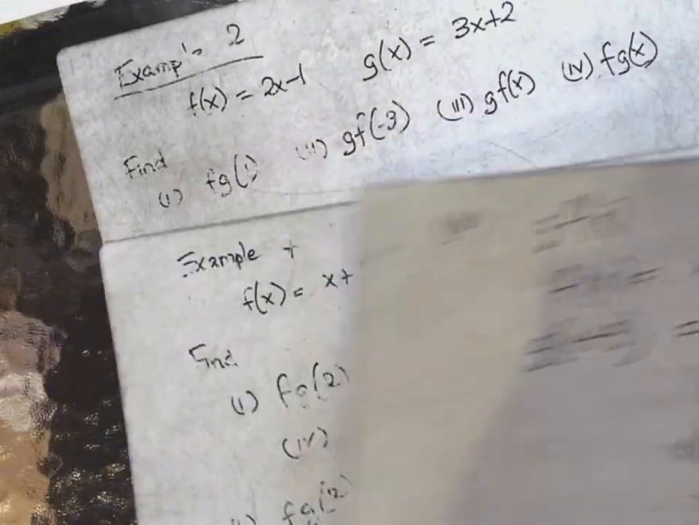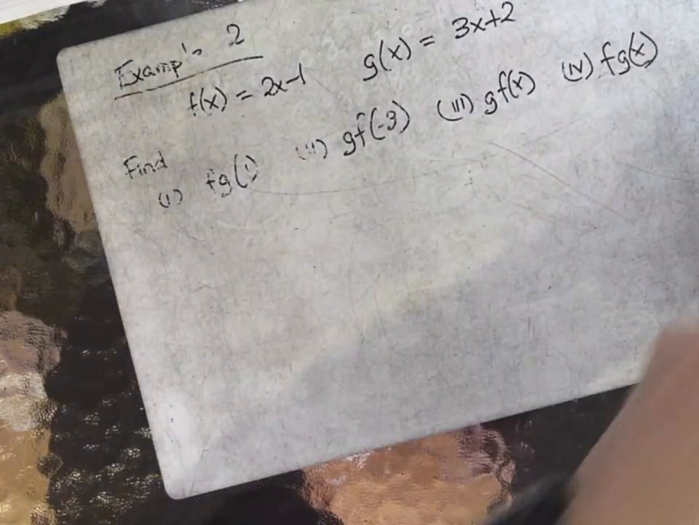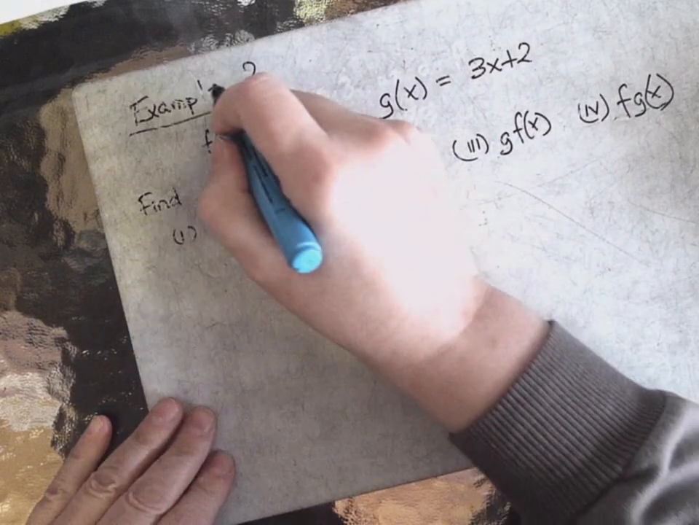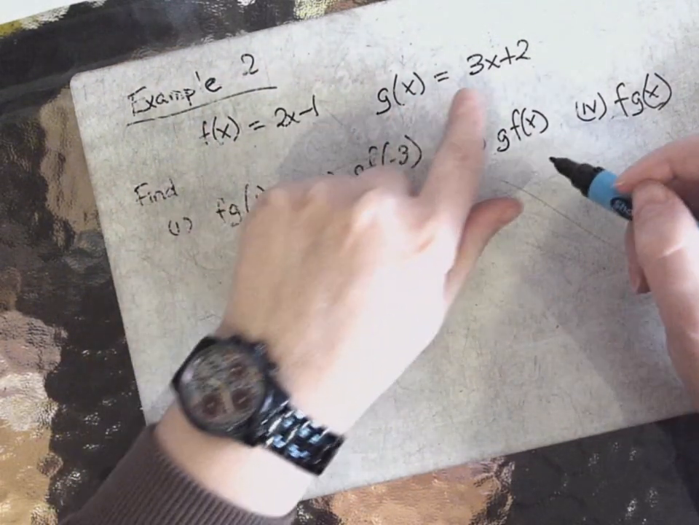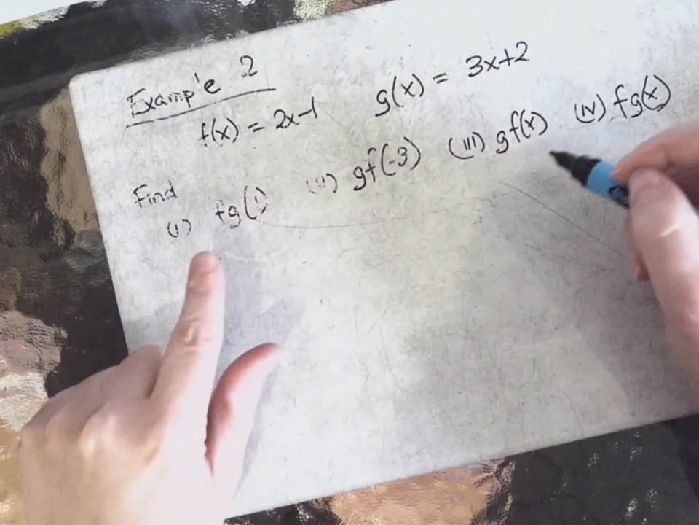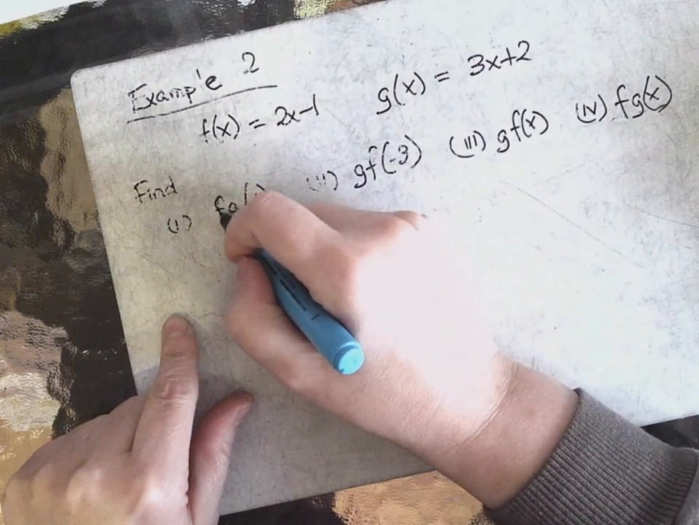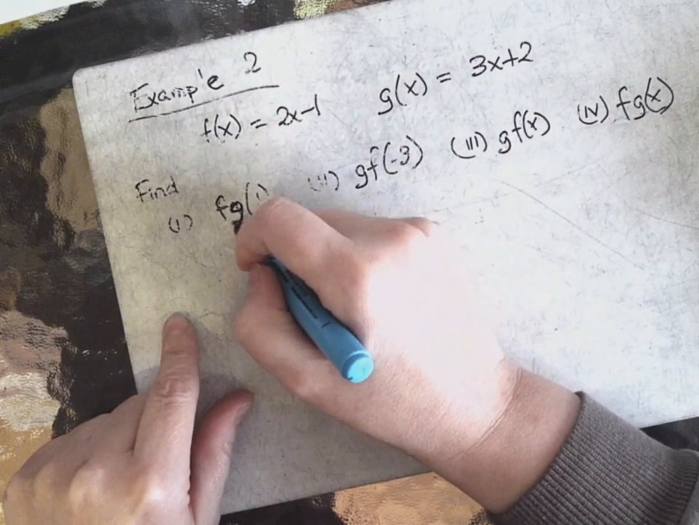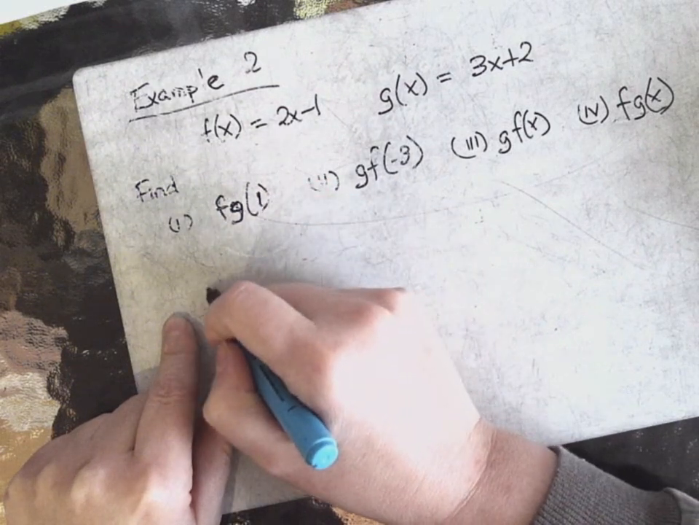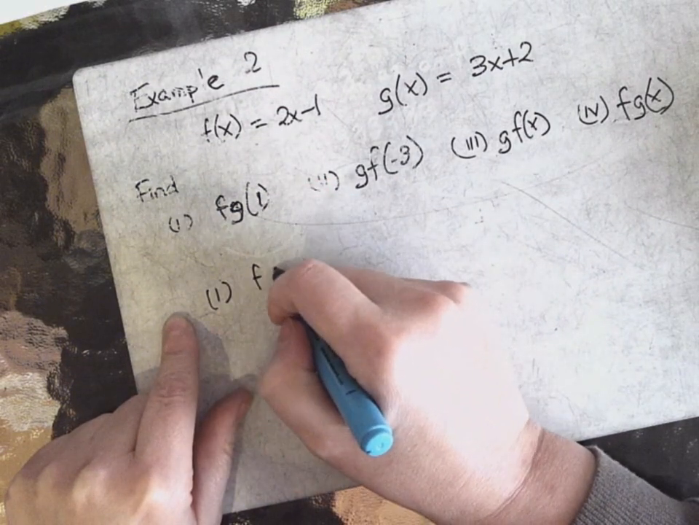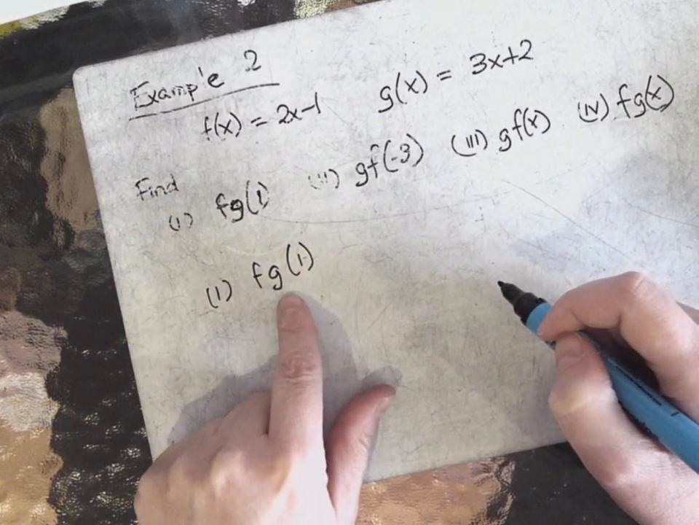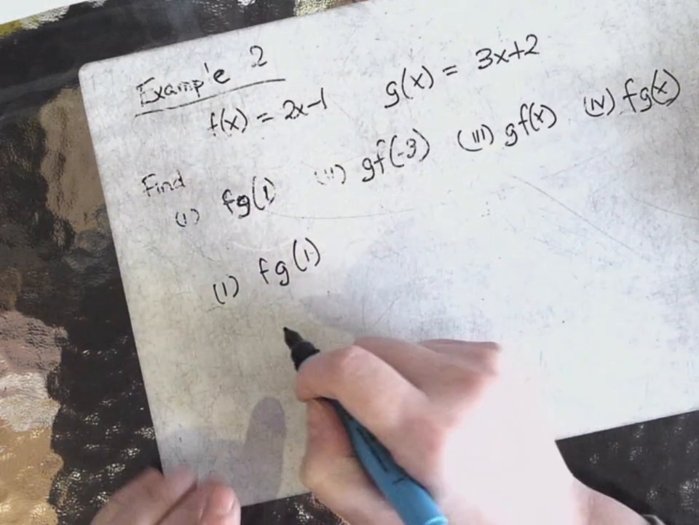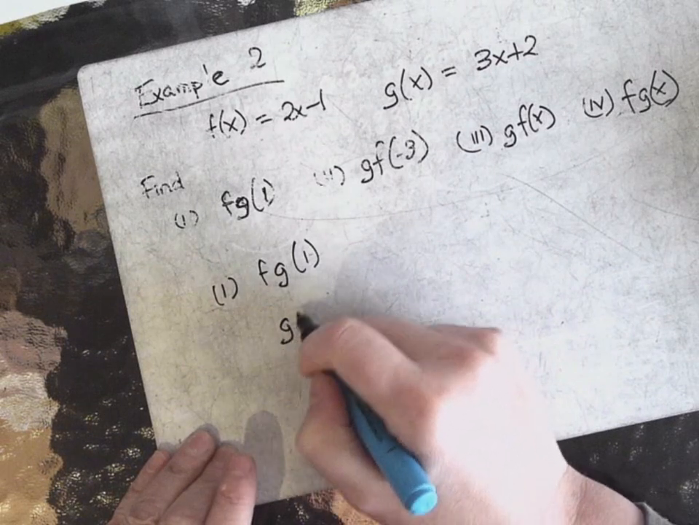And example 2 is here. Okay, so example 2, again I have two functions. f is 2x minus 1, g is 3x plus 2. Part 1, f of g of 1. So remember, fg of 1 means f after g of 1. So I have to do g first, so I have to put 1 for x into g. So I do g of 1.